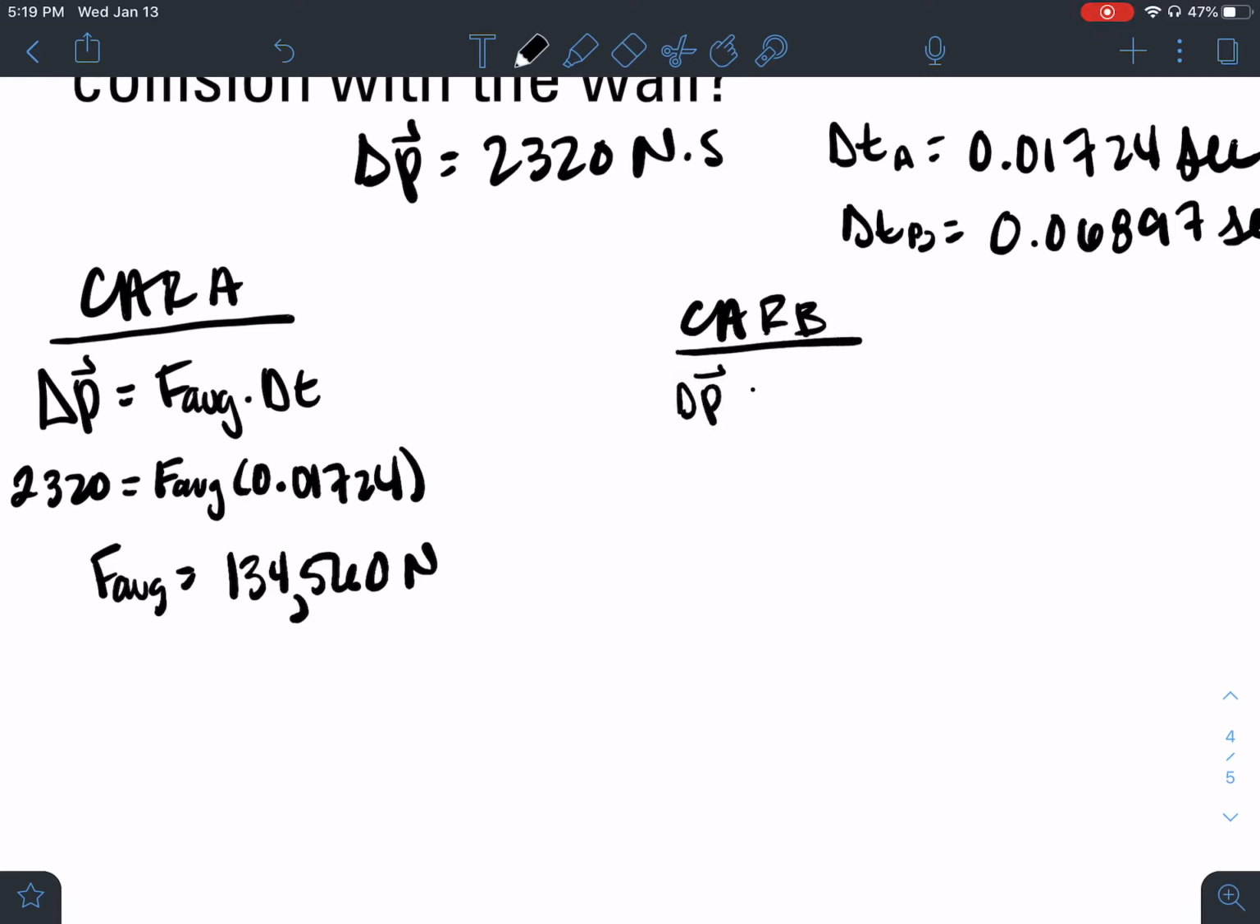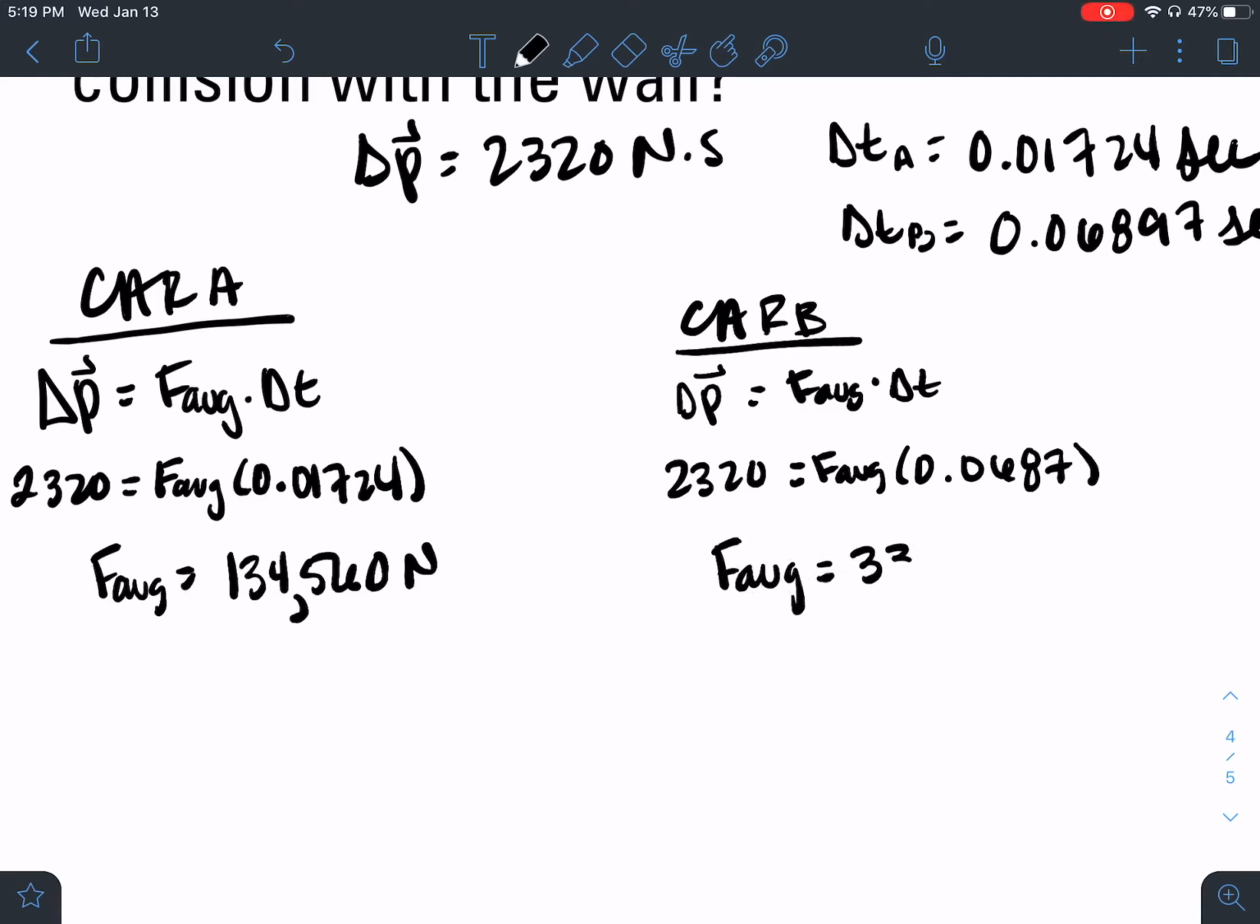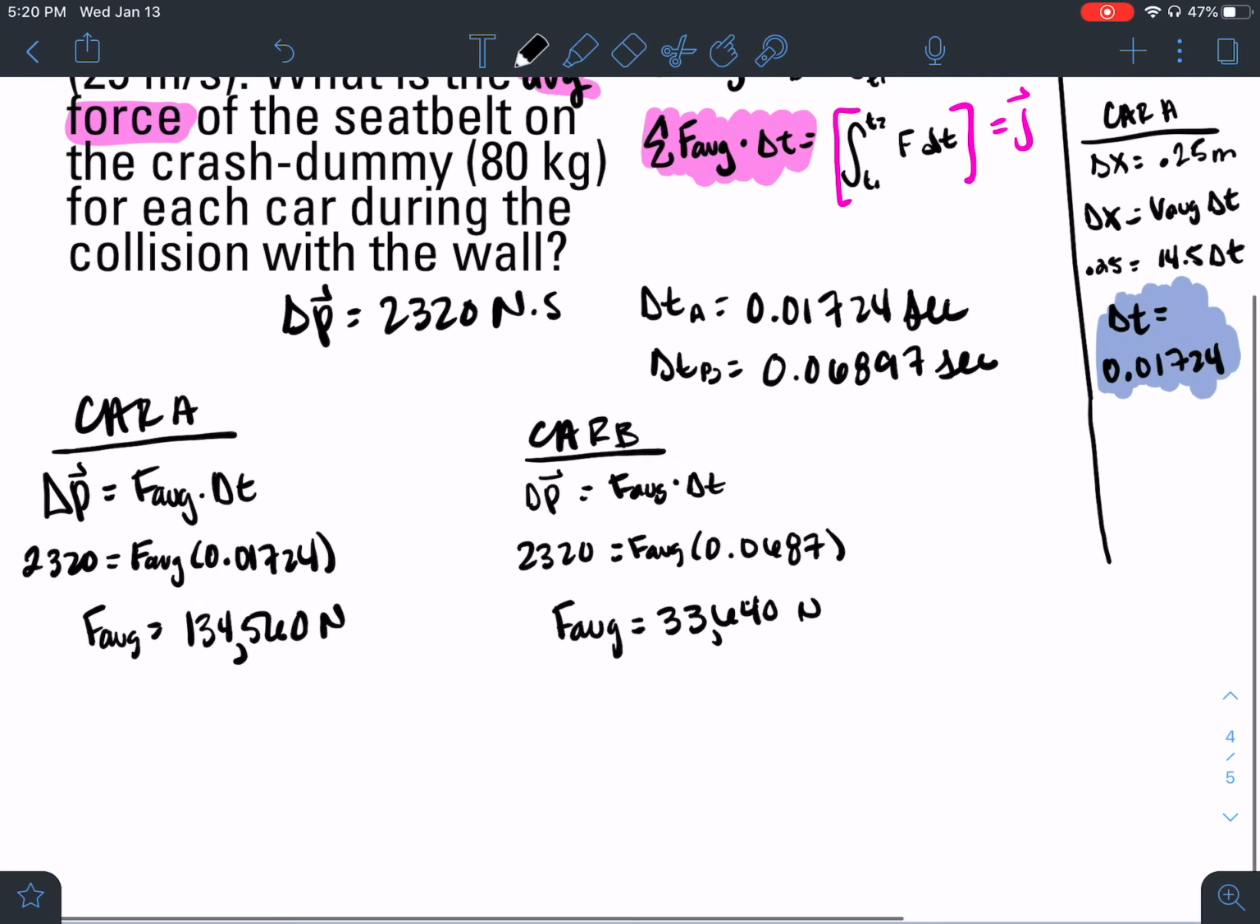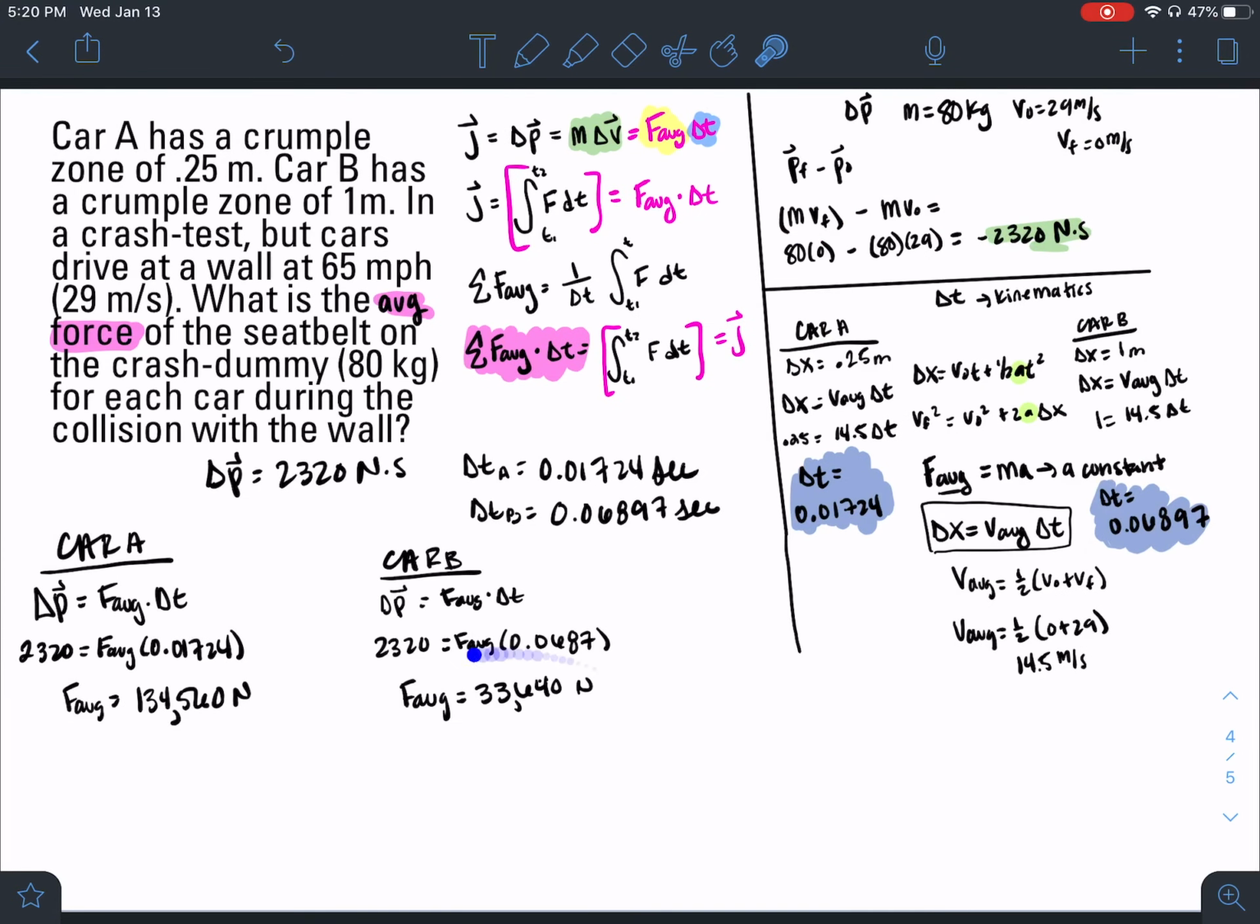If I come over here and do this same thing for car B now, once again, the change in momentum is equal to that force average times the time of the collision. So the 2320 is equal to that force average times our time, which was a little bit longer. Still less than a second, but a little bit longer. So if I do this again, we get that our force average is equal to 33,640 newtons. So notice here, just by changing the crumple zone, we're able to significantly reduce the average force that the dummy, or actually whoever's going to be sitting in the driver's seat, is going to feel.